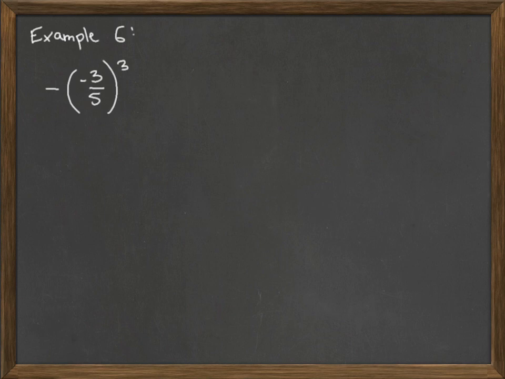Okay, last example. So notice this one is different because it has a negative sign inside the parentheses, but then there's also a second negative sign out here. Well, how is that going to work? Let's see. Let's first ask ourselves, this negative sign that's outside the parentheses, is he invited to the party? Is that negative sign being raised to the third power? Well, the answer is no. And why is that? Well, the answer is simply because it's not inside the parentheses.